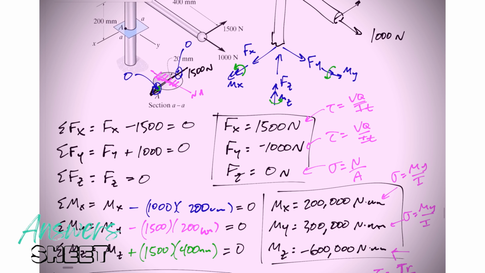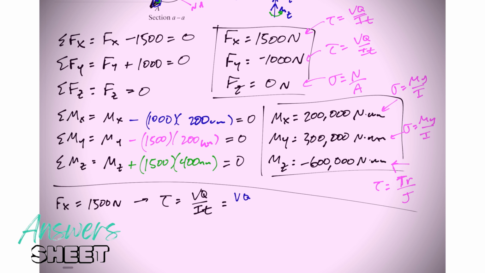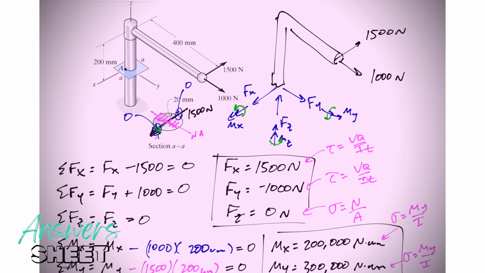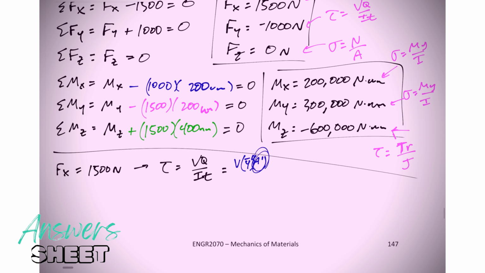If you really wanted to think about this, you would do the V. The Q is Y prime A prime, and that A prime is the area away from the neutral axis. If you're already out here on the edge, there's nothing away from the neutral axis anymore. That A prime is zero. All right, so this is zero because of point A, because of the point, right? It does have a V of 1500, but at point A, the shear stress is zero.